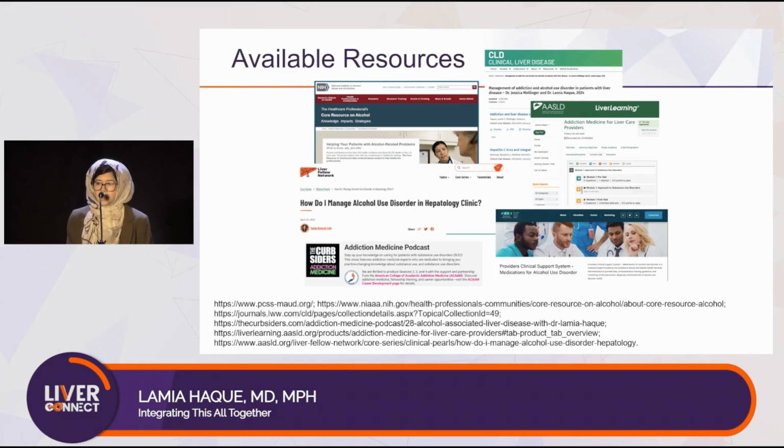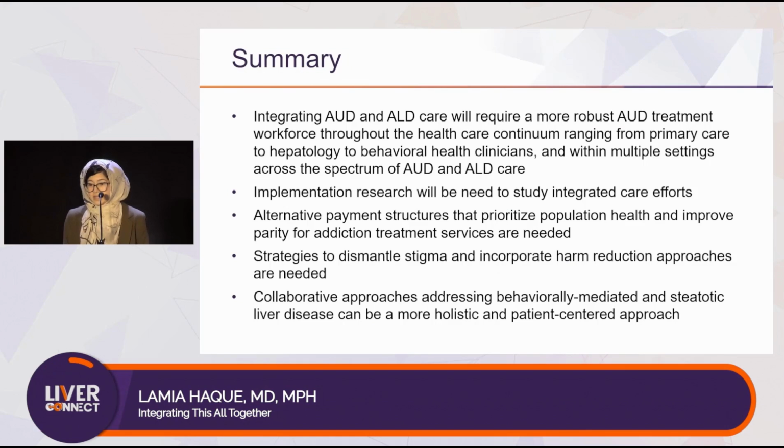And then there's a new initiative from the American Society of Addiction Medicine, collaborating with many organizations, including the AASLD, to provide a lot of free training on alcohol use disorder care across many different settings, including liver disease settings, called PCSS MAUD, and the link is also listed here. So in summary, integrating alcohol use disorder treatment into liver disease care will require a multifaceted approach to help improve our workforce capacity, and also to be able to study what components of the interventions work in which settings and how well.